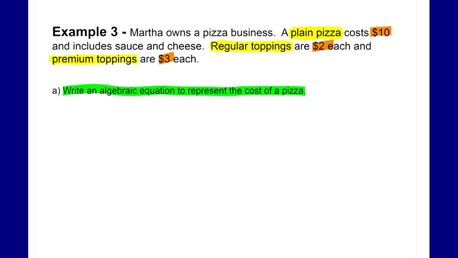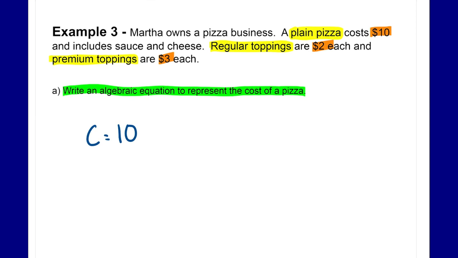So in this case, I need to come up with a cost for the pizza. So I'm going to start off my equation with C. So what does the pizza cost? Well, we know a plain pizza, if I was to get nothing on it, costs $10. So at minimum, it's going to be $10. Now I can add toppings. I can add regular toppings and premium toppings. But right now we don't know how many of each we want to add.